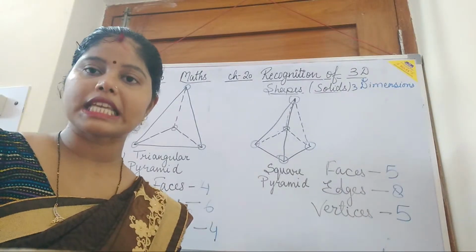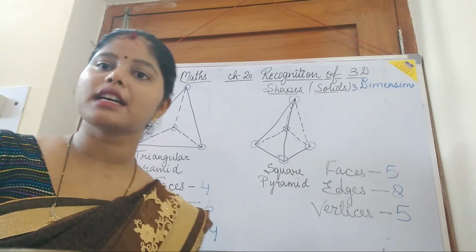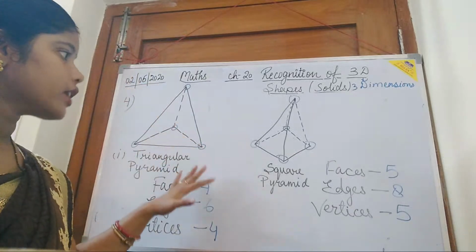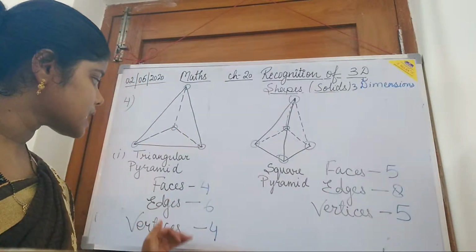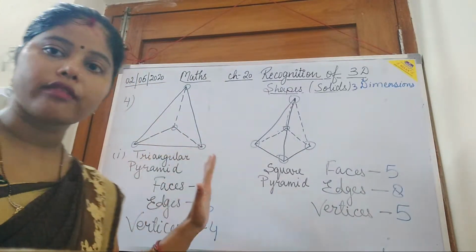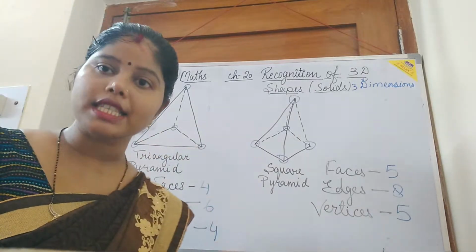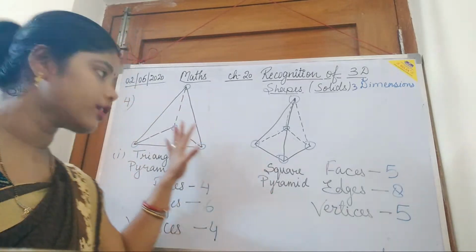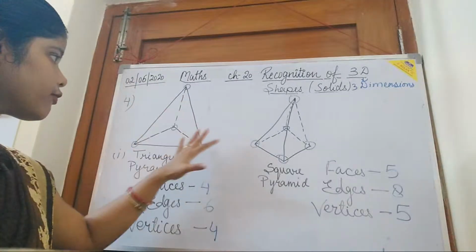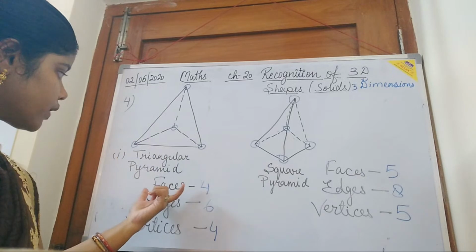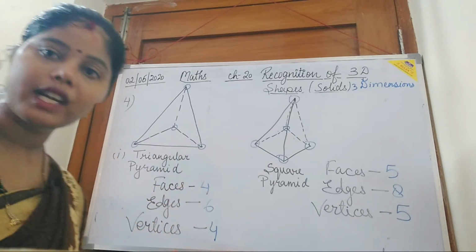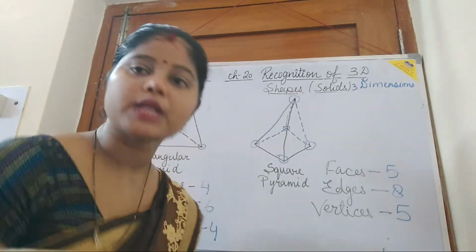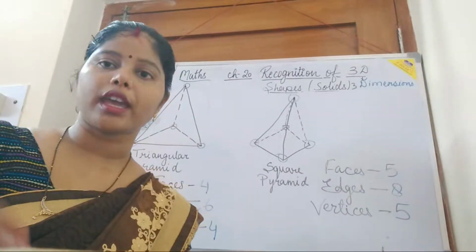One more pyramid is there. We will discuss it in tomorrow's session. Today just try to recall all this. Whatever we have learned today, just revise it and no need to note it down. Just revise it, draw the figures in your copy and try to write their faces, edges and vertices. And the exercise we will discuss tomorrow. Okay?